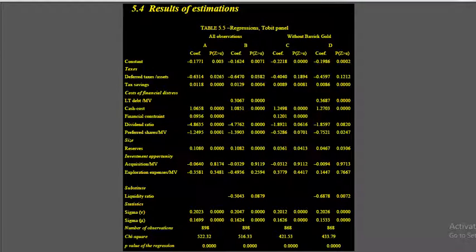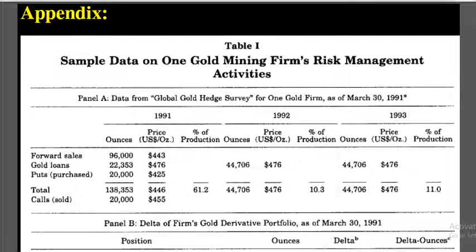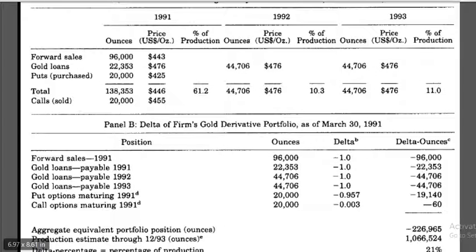Let's go to table 4.2, in which we calculate the delta. We have these derivatives. We hedged 96,000. We have the delta. We have the gold loans payable, gold loans payable for 1993, the put options maturing in 1991, and call options maturing in 1991. Here we have the number of ounces and the delta hedged.